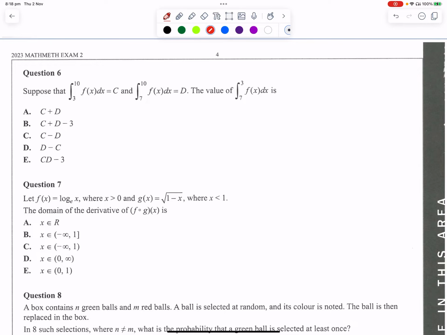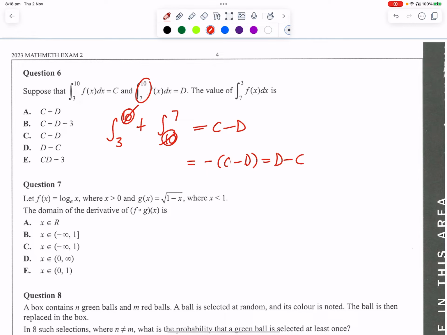Okay, from 3 to 10 is C, from 7 to 10 is D, and we want 7 to 3. So 3 to 10 plus 7 to 10, actually we need that to be 10 to 7 because they basically cancel each other out. That one's flipped, so it'll be C minus D, i.e. negative. But we want to go from 7 to 3, so we've got to change this to be negative. So it'll be negative C minus D, which is D minus C.